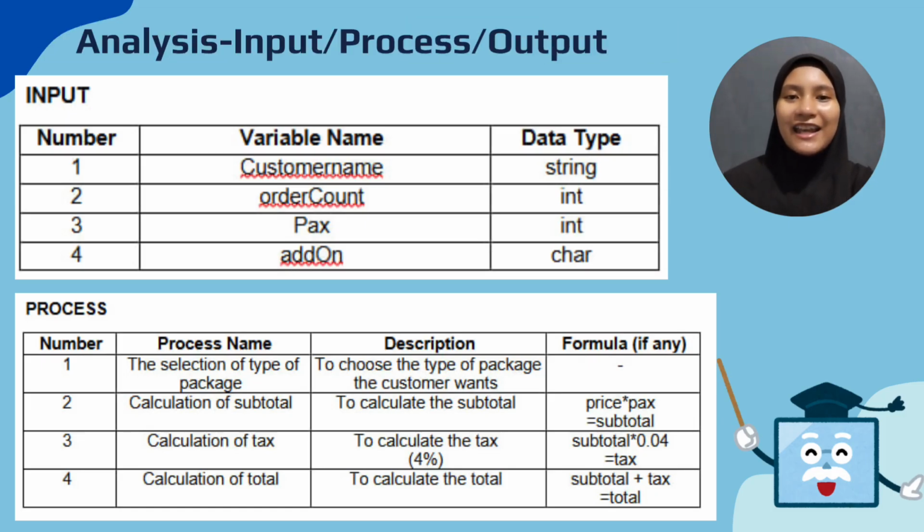Hi, I'm Izati and I will explain the analysis of input, process and output for the Sigma Gangs Catering. What is input? Input is data or information the user enters into a computer program in order to make it run. For the Sigma Gangs Catering, there are 4 types of information that need to be obtained from the customer. It is written in variable names and their data types.